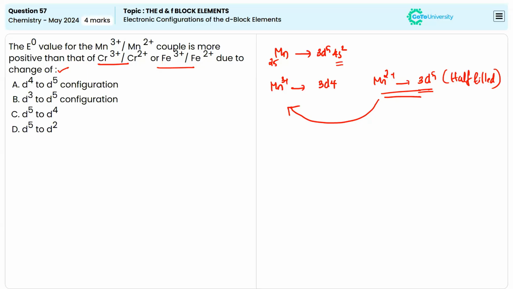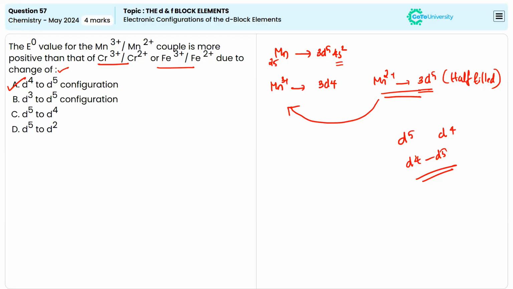Now, in going from Mn2+ to Mn3+ we are changing from the d5 to the d4 configuration. So the reason is option A, that is the d4 to d5 configuration. The reason is they have a highly stable configuration in Mn2+, so we have to apply more third ionization energy to convert it into Mn3+. Okay, so this will be the answer.